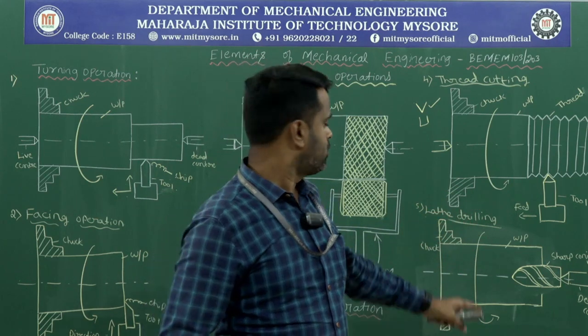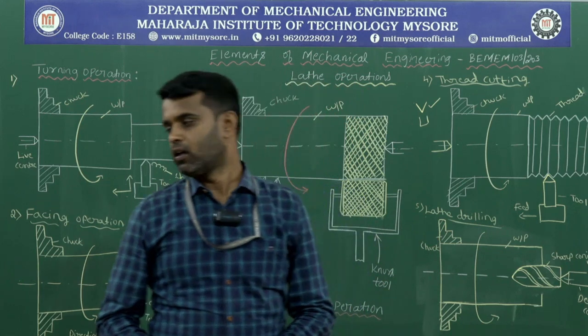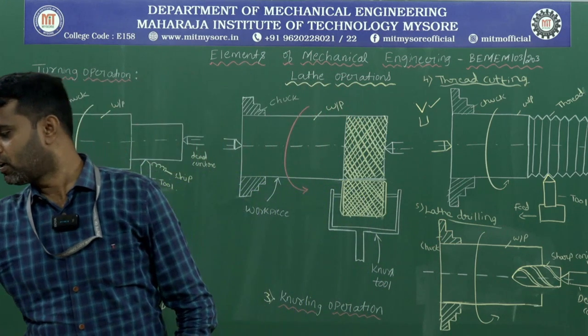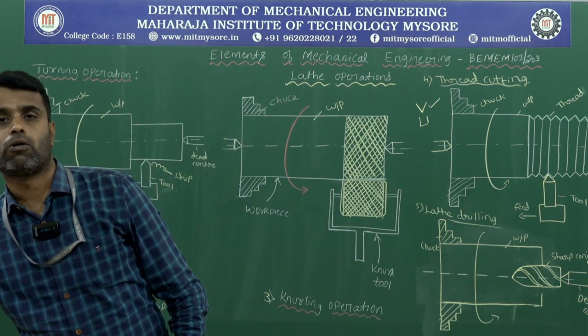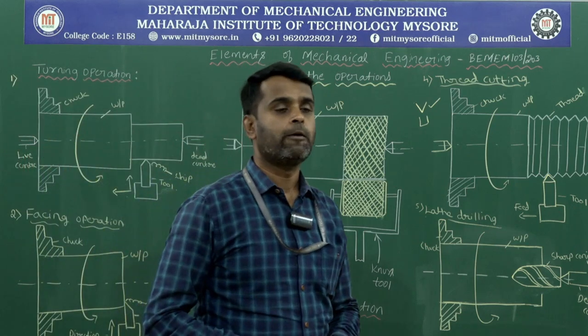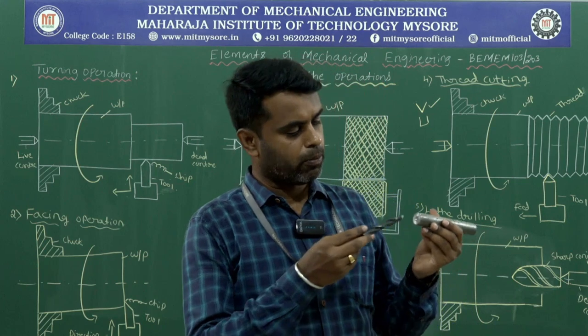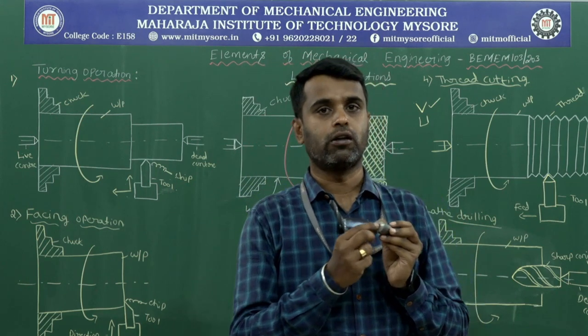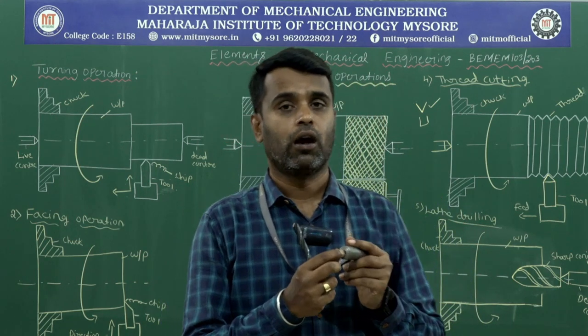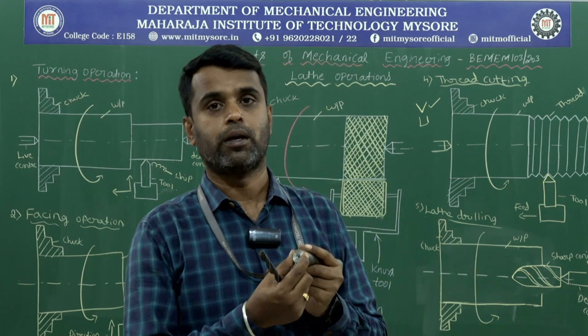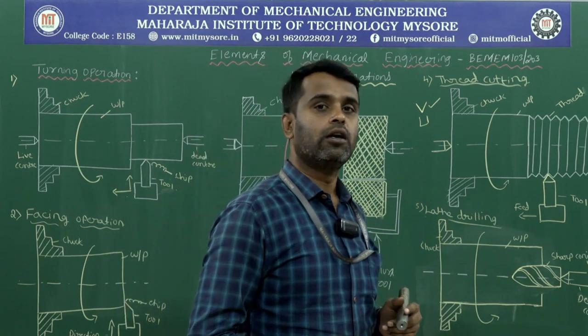Next operation is the lathe drilling. Okay, so all of you know the drilling operation. Drilling means making a cylindrical hole on the solid workpiece material by using a drill bit. We can call it drilling. Drilling is a machining operation used to produce a conical or cylindrical hole on the solid workpiece material. That operation we can call the drilling operation.